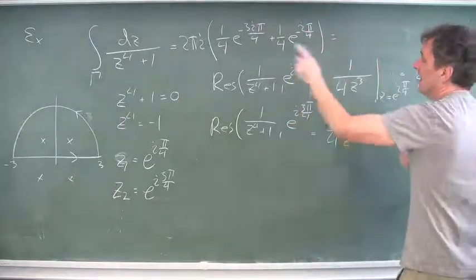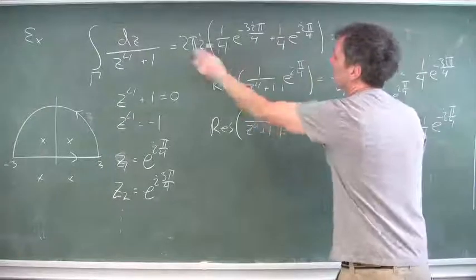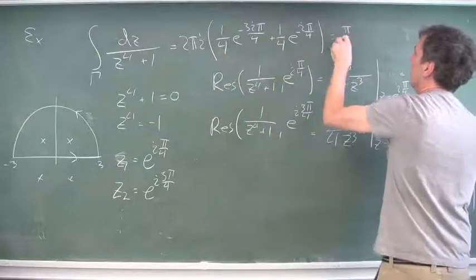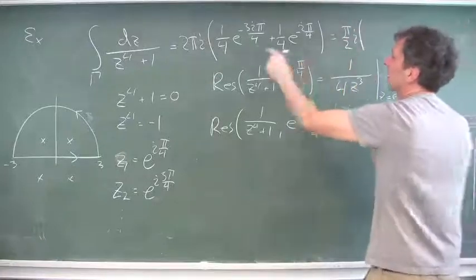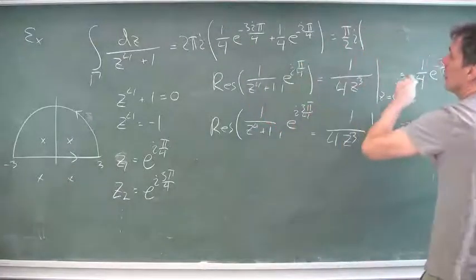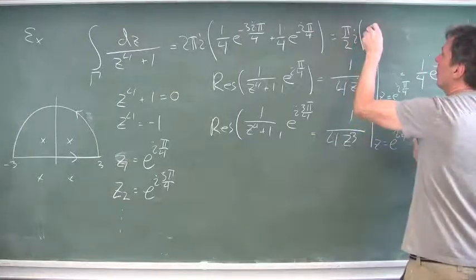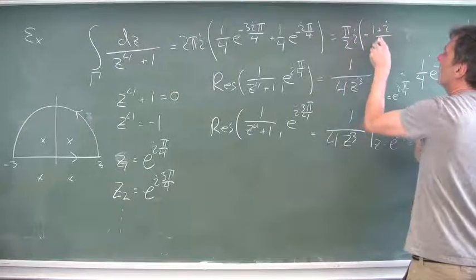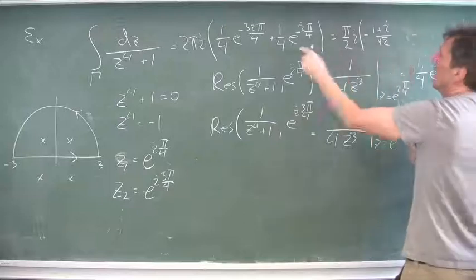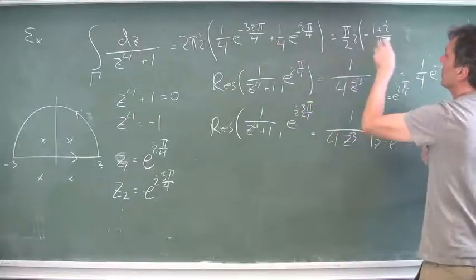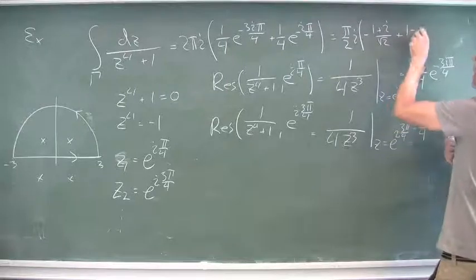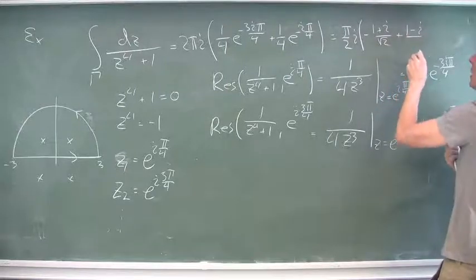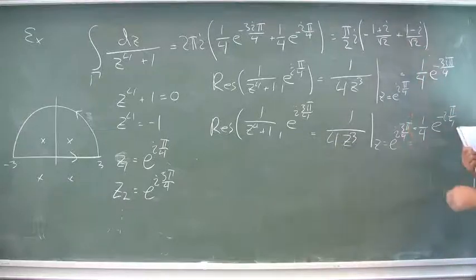And, well, if you move the 4 outside here, we see that we get pi over 2 times I. And this you can now write as minus 1 plus I divided by square root of 2. And this expression can be written as plus 1 minus I divided by square root of 2.